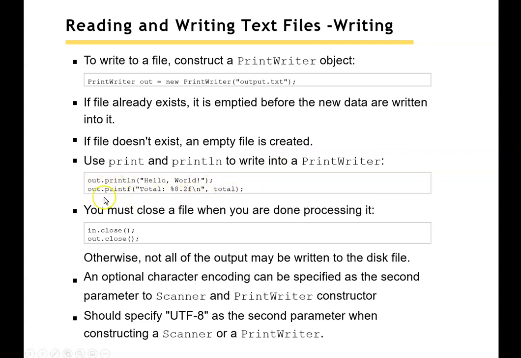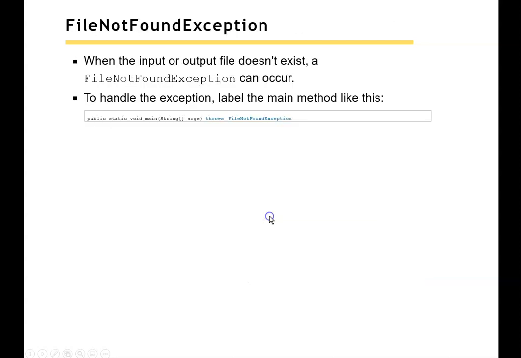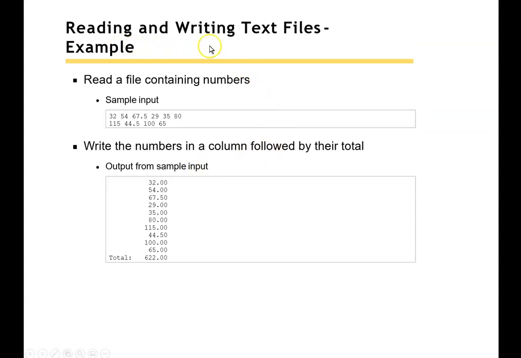out.println("Hello, World"), out.printf, formatted. You must close a file when you're done processing it using the close command. If you don't, things might not get written to disk and resources will get hanging around. An optional character encoding can be specified, usually UTF-8, or you could use Unicode. There are other options here. When an input file or output file doesn't exist, a FileNotFoundException can occur. To handle the exception, label the main method with throws FileNotFoundException, which we'll go over how to use. So, reading and writing text files.